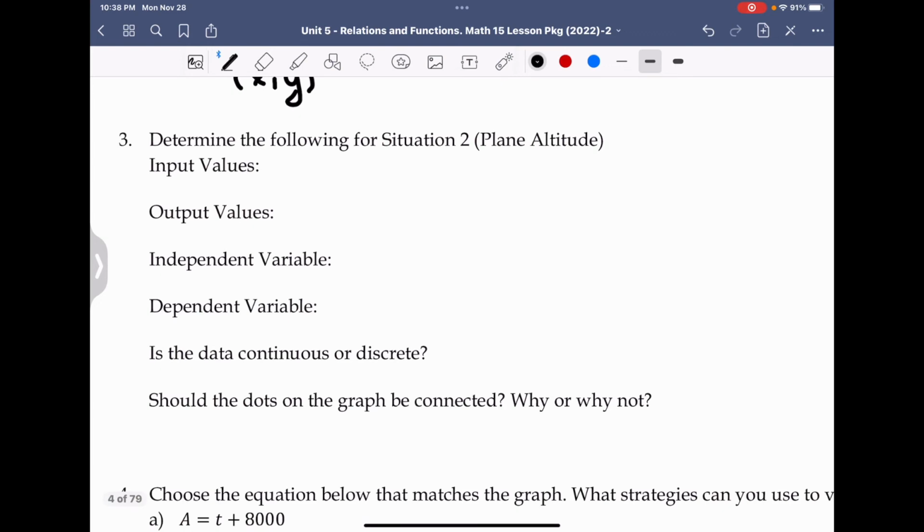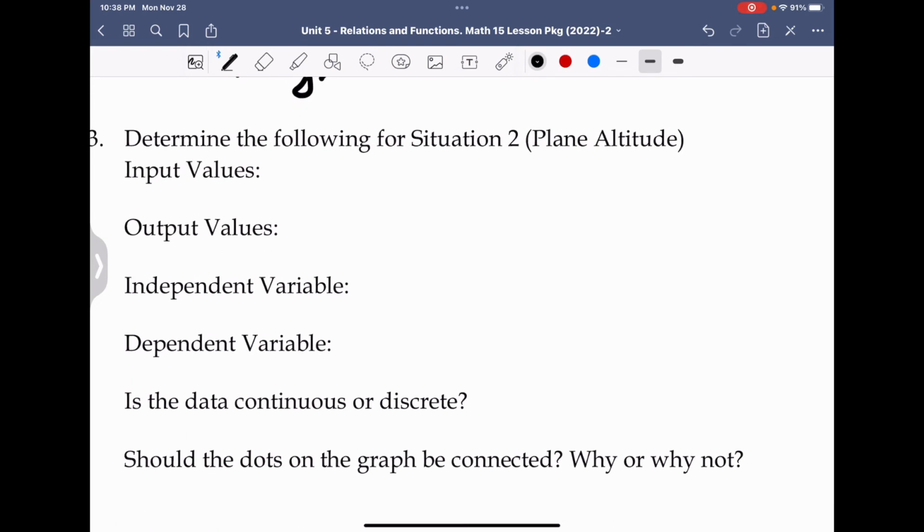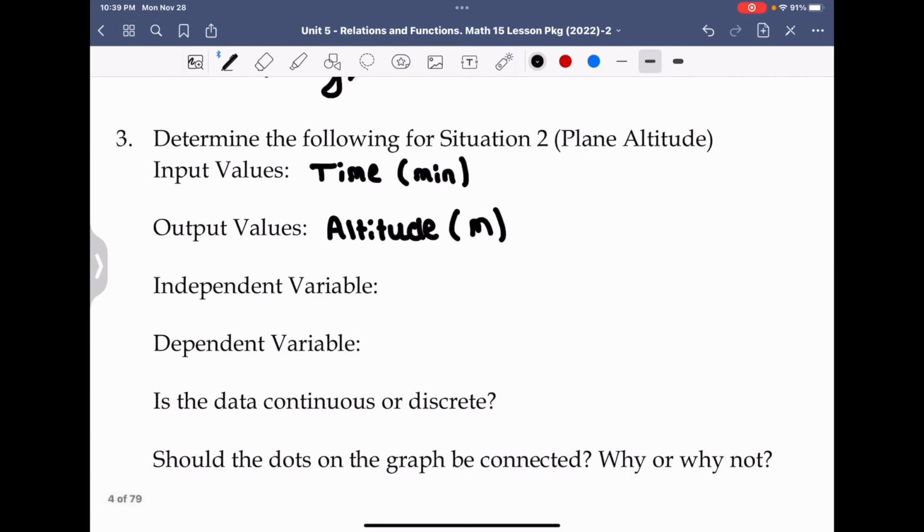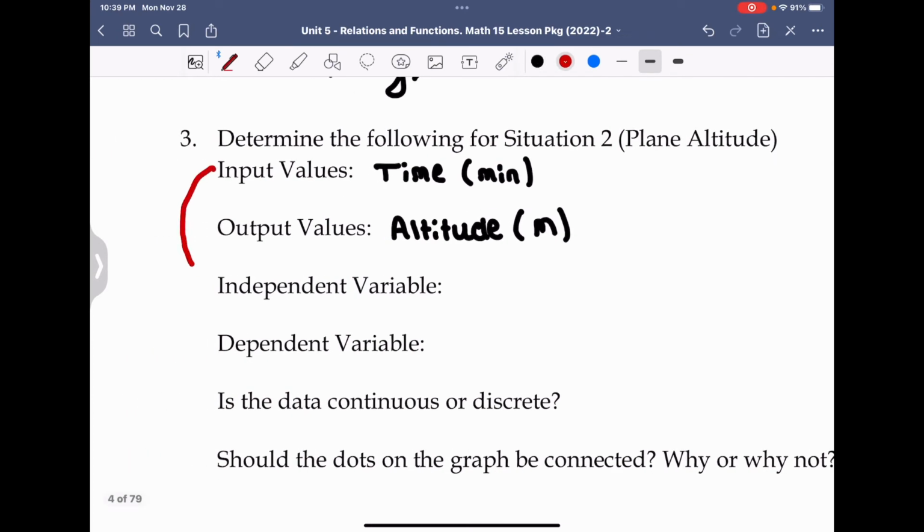Determine the following situation. The input values. The input values were always the independent variable. The independent variable in this case was time. So it is the time in minutes. We then say the output values was the altitude. And this was in meters. Now, what do we know? We know that the input is connected to the independent and the output is connected to the dependent. Those lines are really important to draw those parallels.